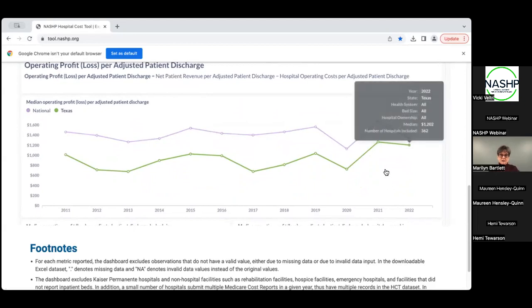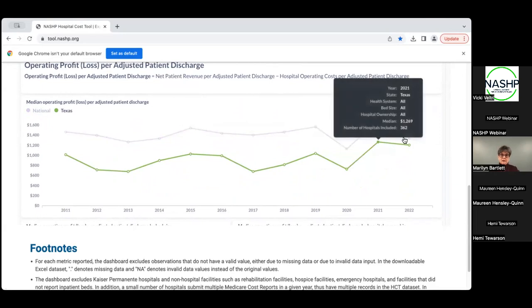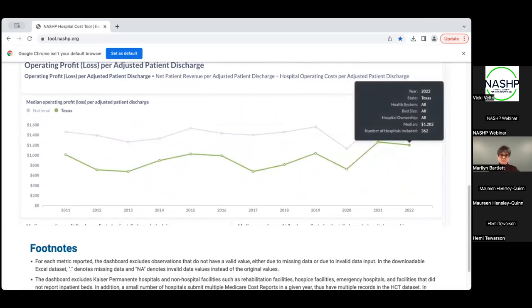And you'll see that we saw this drop, which we saw consistently in 2020. And this was the operating profit per adjusted discharge. And many times you're going to see this is because the number of discharges was low, going up and coming on back down.